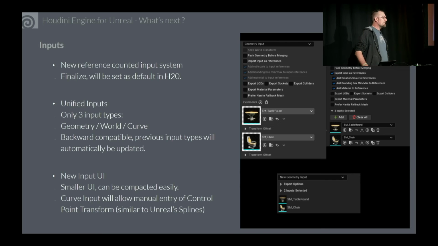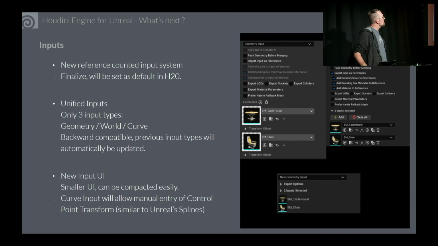So currently the plugin has 6 or 7 input types. So we have geometry for stuff that's coming from the content browser. We have a geometry collection input, a skeletal mesh input. Everything is coming from the content browser. We have multiple landscape, Houdini asset, world input. All of those are a bit redundant.